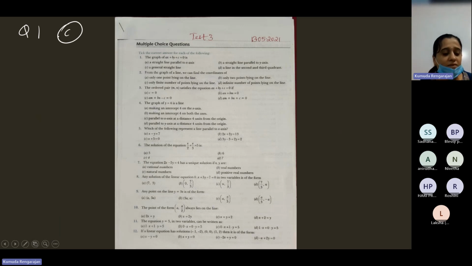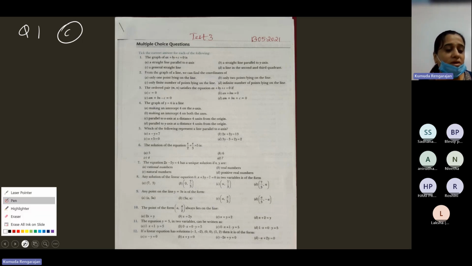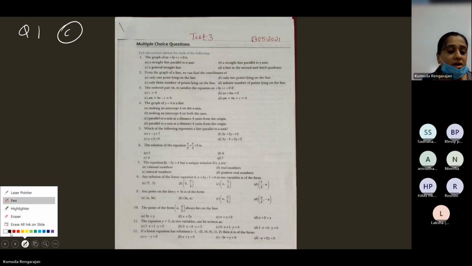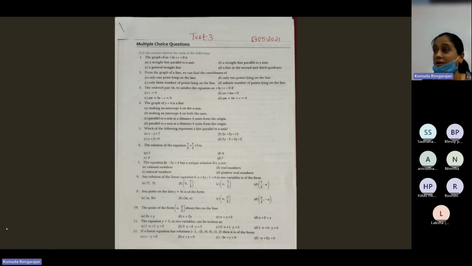Next one. From the graph of a line, we can find the coordinates of only 1 point lying on the line, only 2 points lying on the line, only a finite number of points lying on the line, or an infinite number of points lying on the line. Which is the answer, A, B, C, or D? D. Yes, because what is given is a straight line, and a straight line has infinitely many points lying on it.